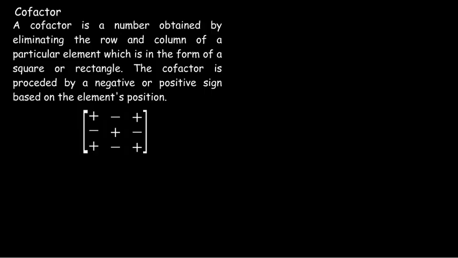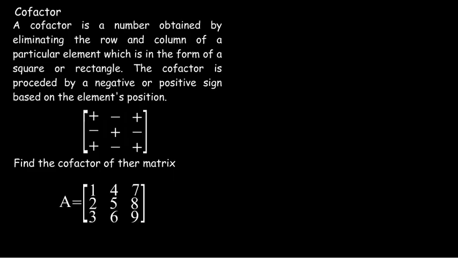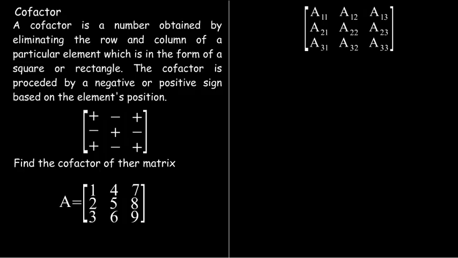Now we have our very first example, which says find the cofactor of the matrix A, which is equal to matrix 1 4 7, 2 5 8, 3 6 9. Now writing our new elements, because for the cofactor we are replacing each element with their smaller matrix and using the sign based on their position. So we get a cofactor which is A11, A12, A13, all the way to A33. Now for A11, which is our first element of our cofactor, we are eliminating the entire row and the column that intersect with that element.